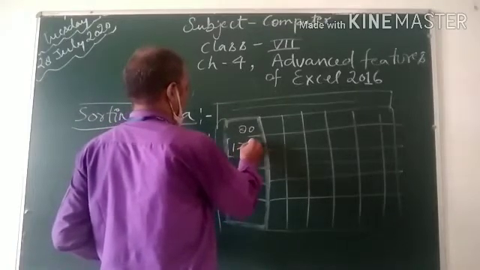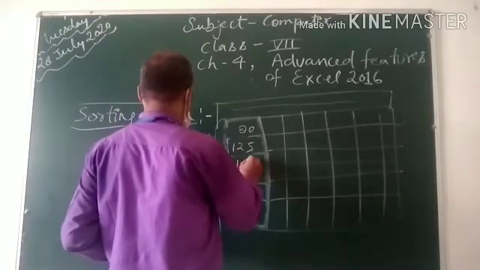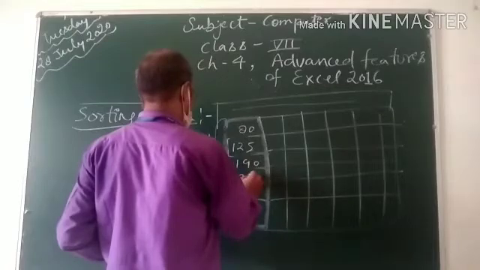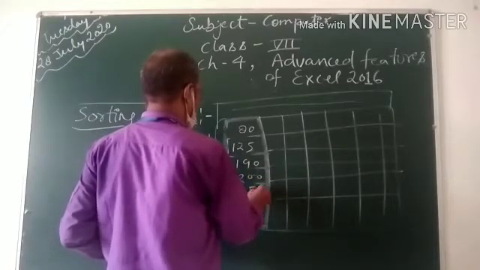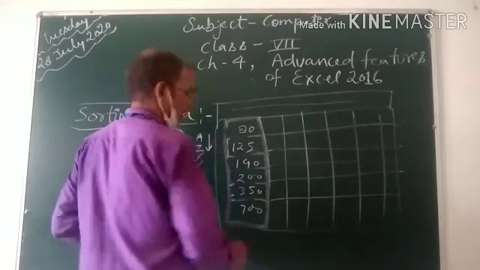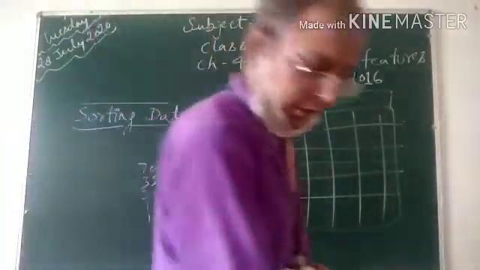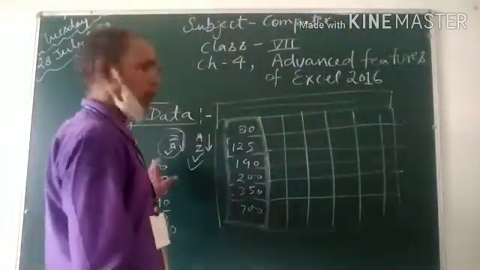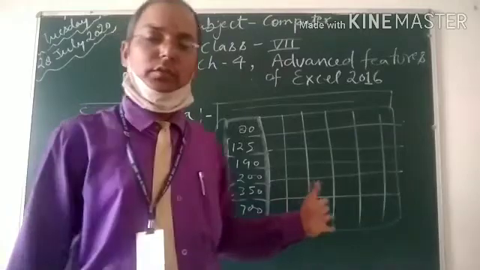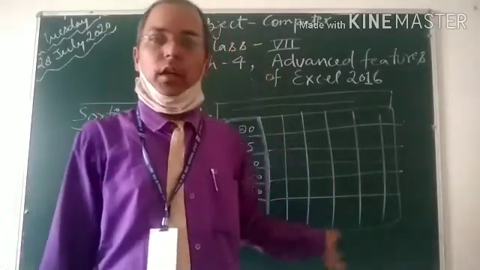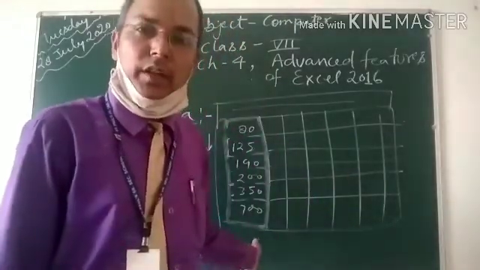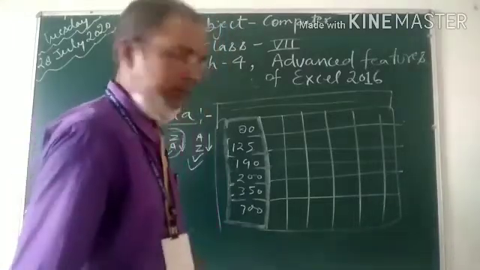Then 80, 125, 190, 200, 350, and 700. So I've told you both methods of how to sort data, method 1 and method 2.